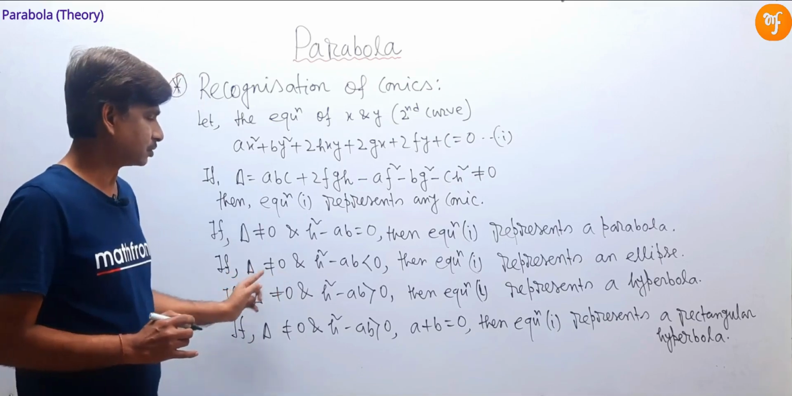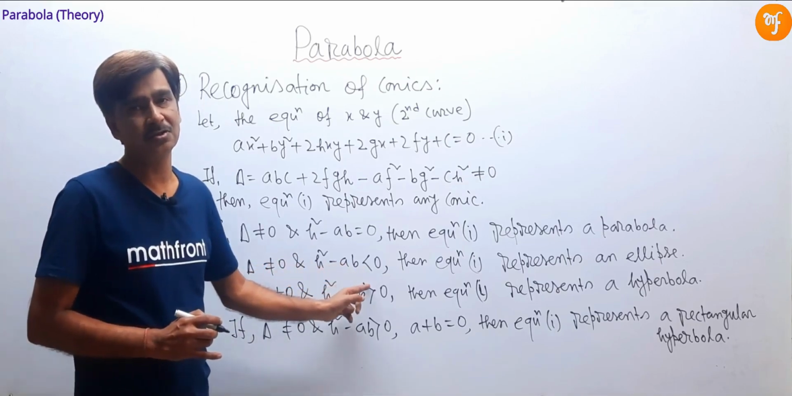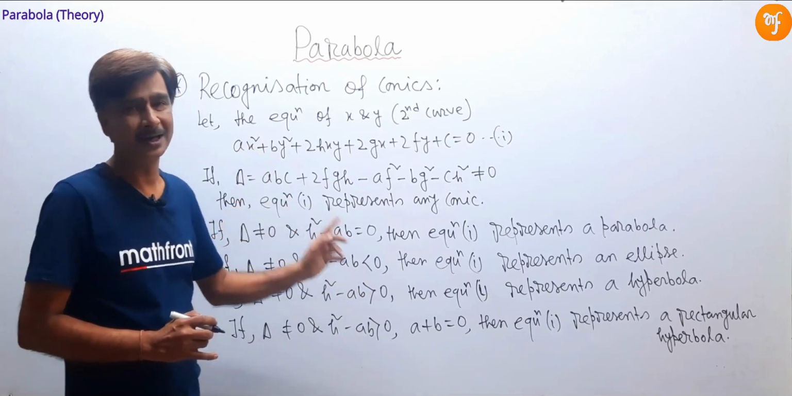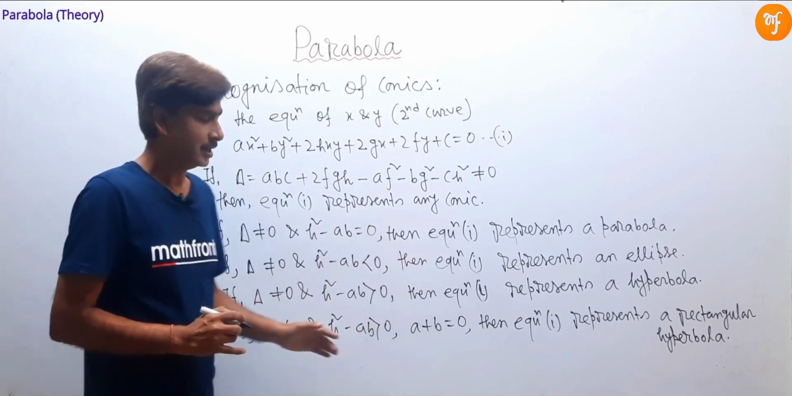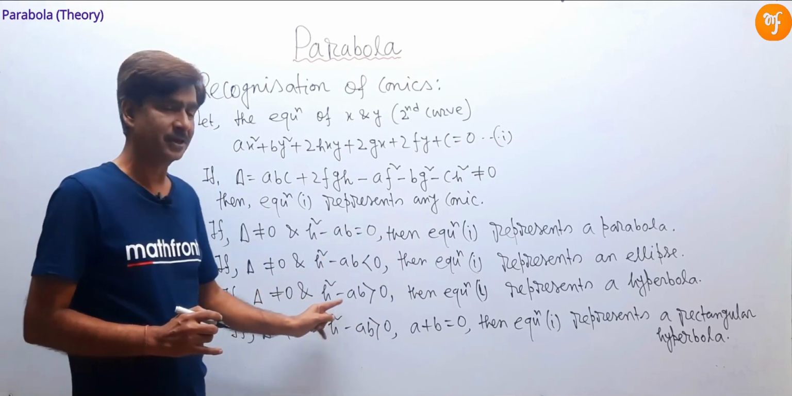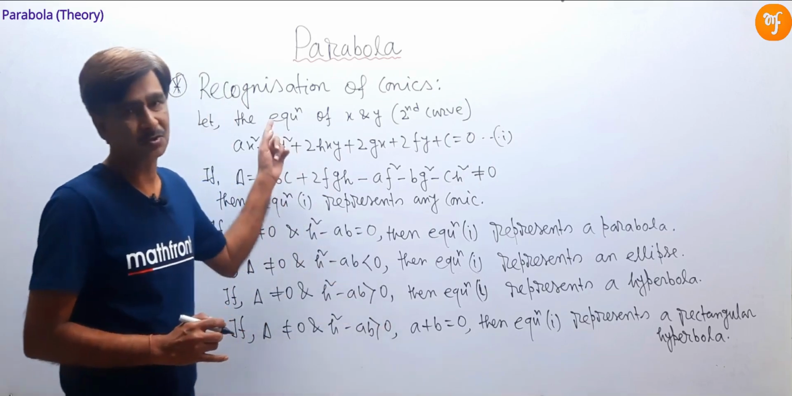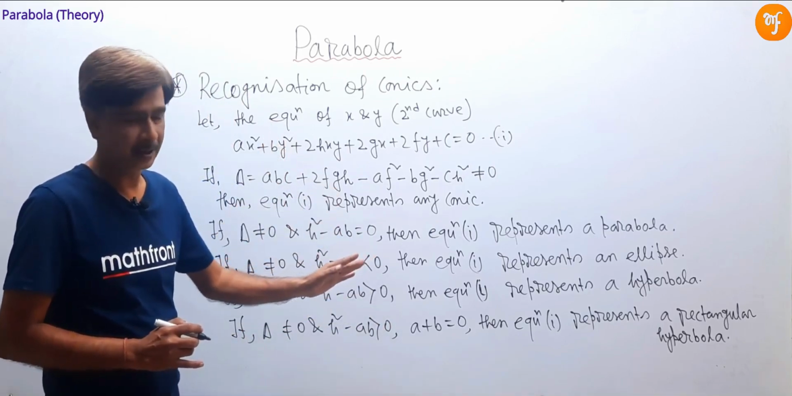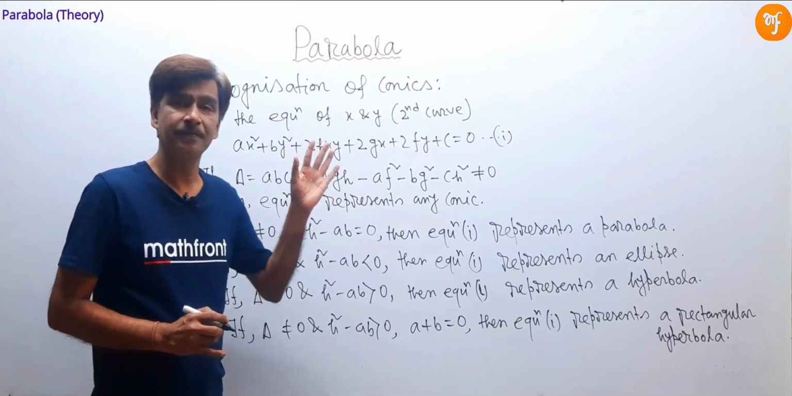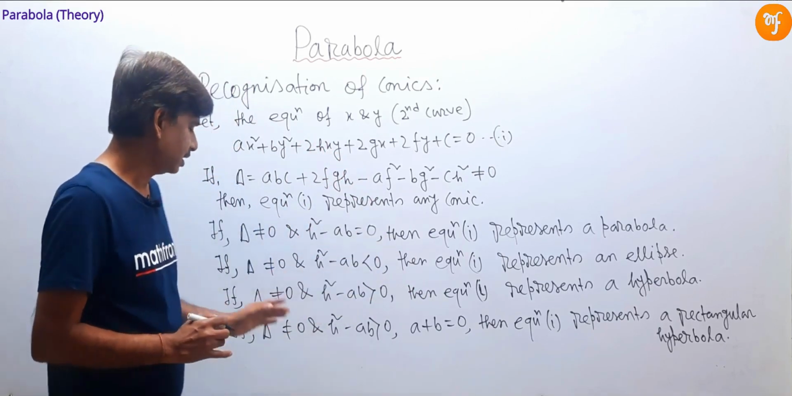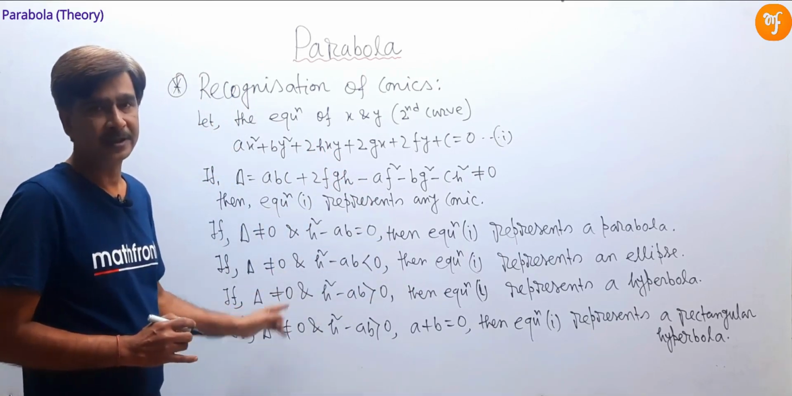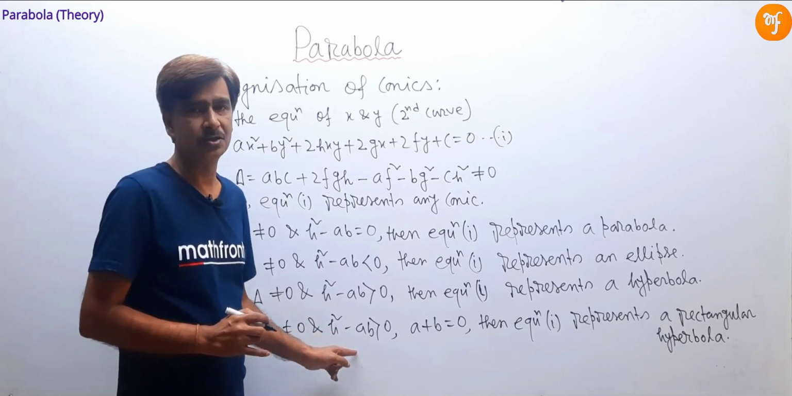If delta is not equal to 0 and h square minus ab is less than 0, then this equation 1 represents an ellipse. If delta is not equal to 0 and h square minus ab is greater than 0, then this equation 1 represents a hyperbola. And to recognize the rectangular hyperbola, delta should not be equal to 0, and the value of h square minus ab is greater than 0.